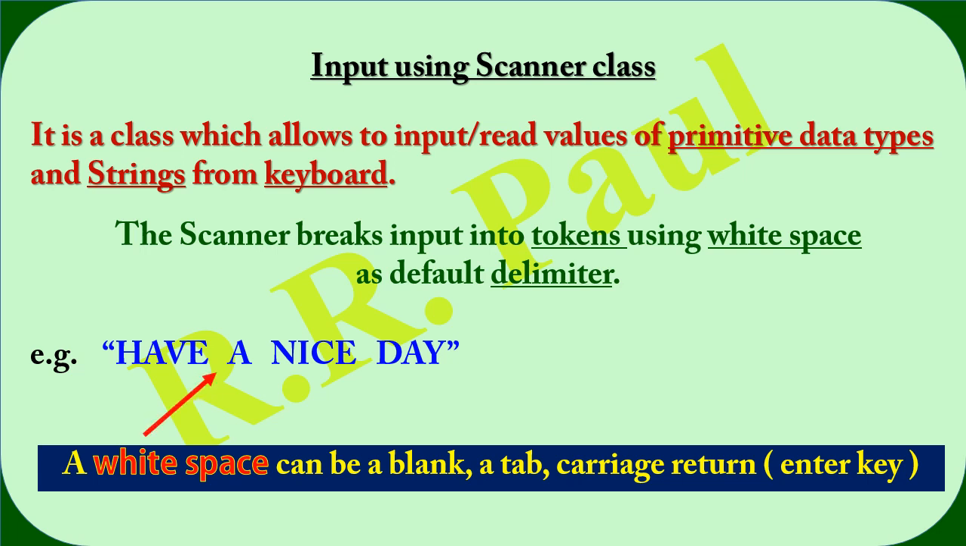After have, we have a blank. After a, we have a blank. After nice, we have a blank. And most probably, after day, we'll have an enter key, the carriage return. So these spaces are termed as white spaces. The white space is a general category and blank is just an example of it, because other examples are tabs and enter keys and all.